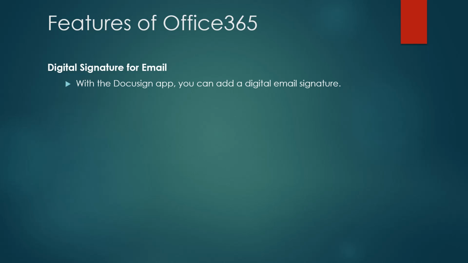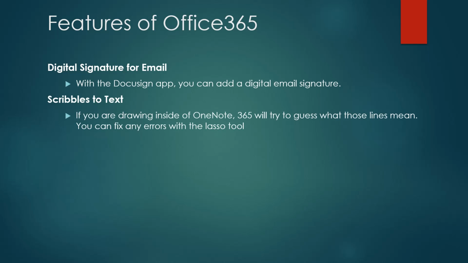Okay, here's some more. Digital signatures for your email. In the past, you'd have to write on a little piece of paper and then scan it and then create an image of your digital signature. But if you get the DocuSign app, you can create it in there, and then it adds a digital email signature that you can add to your emails, which is nice.